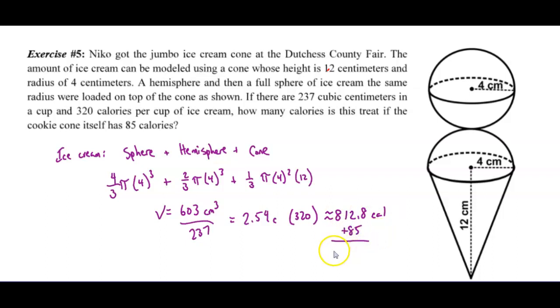So when I add on the cone, I get a total of 897.8 calories, which is a lot of calories, but it's an ice cream cone. So maybe you don't get that second scoop, and then you're going to take off about 270 calories off of that total. So that's how that would work out. It's basically a composite volume problem. It's a cone, a hemisphere, and a sphere.